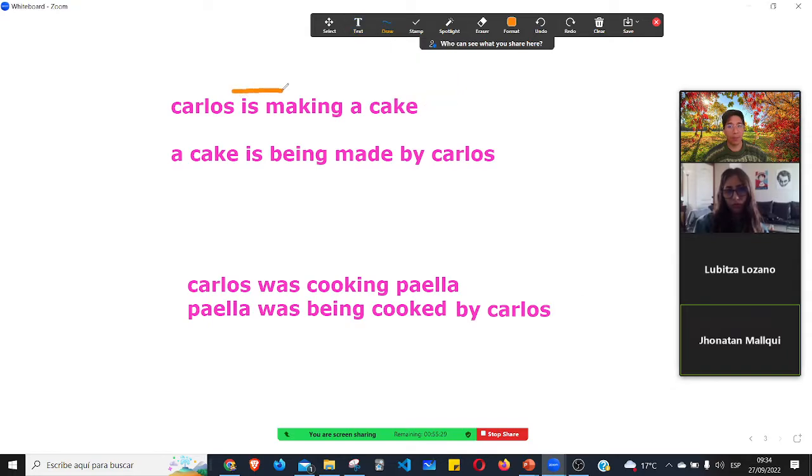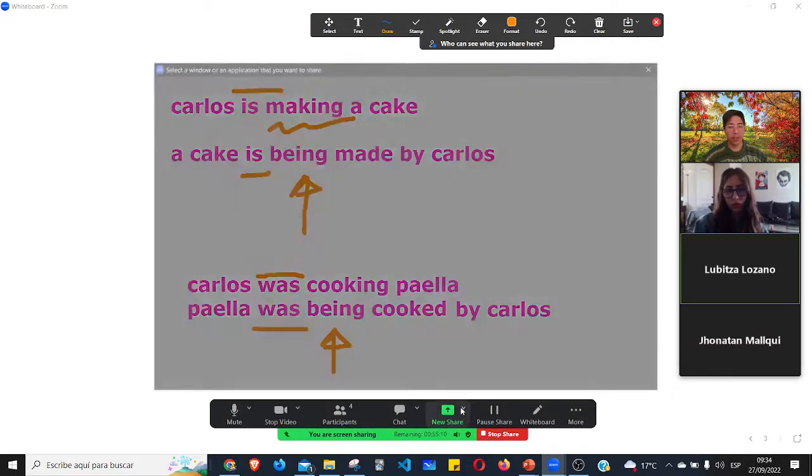Remember that when you have the present, you use the present. When you have the past, you use the past. And then, of course, because this is progressive, you need to include the verb with ing. Was being cooked, was being made. Did you understand?